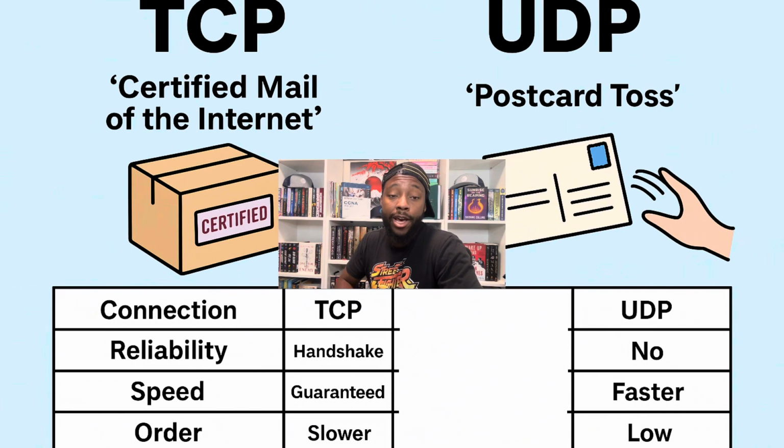UDP is usually a lot faster because it doesn't care whether you lose a package or lose anything. It's just gonna keep on trucking along like nothing ever happened. Of course, when it comes to ordering everything, TCP is a little bit slower because it wants to make sure everything is in order. Again, UDP doesn't care about none of that.